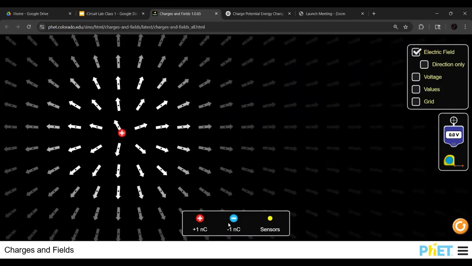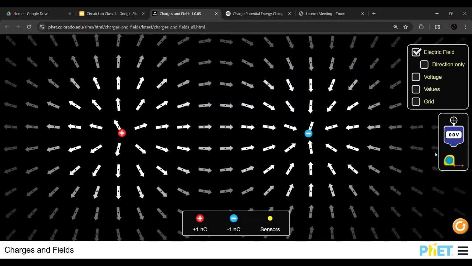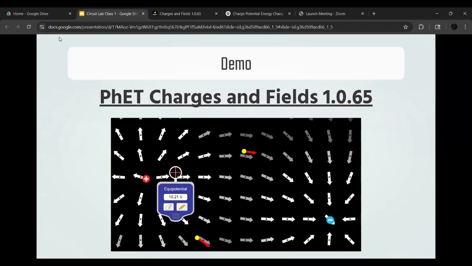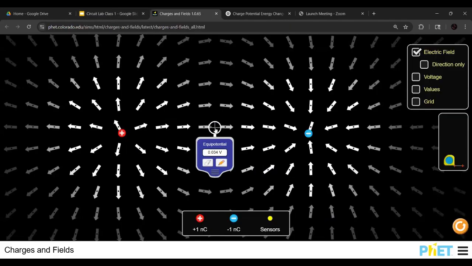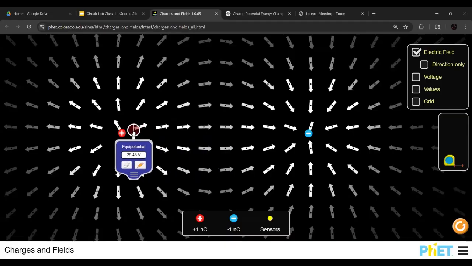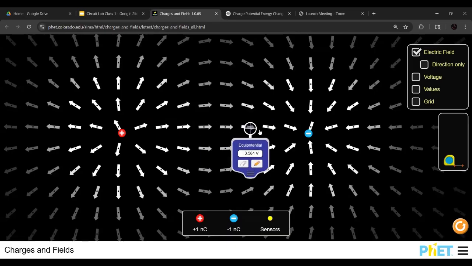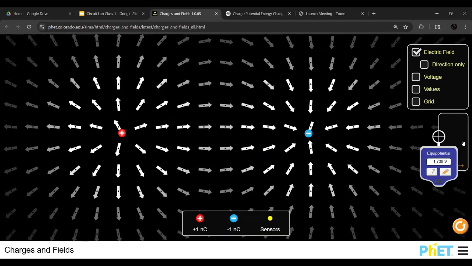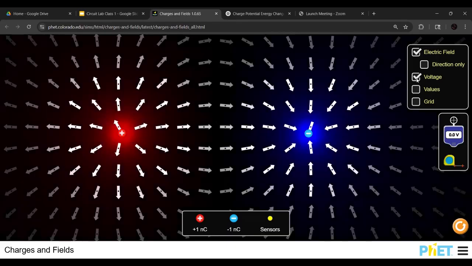Now, if I put a positive and a negative charge here, okay, this is that dipole configuration, the one that we saw in this slide right here. If I do this, in between them, the potential is about zero, okay? As I get closer to the positive charge, the potential increases, and as I get closer to the negative charge, the potential decreases, okay? And what does that mean?